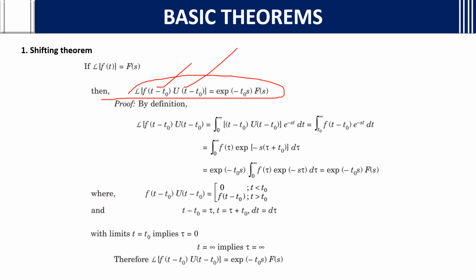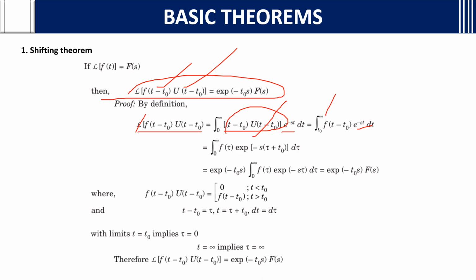Proof: L of f of t minus t naught, u of t minus t naught, that is the Laplace transform, is equal to the integral from 0 to infinity. We know that according to the Laplace transform formula, the function is multiplied by e power minus st. So f of t minus t naught, u of t minus t naught, e power minus st dt. Here we can remove the u of t minus t naught by taking the integral from t naught to infinity, then you will get f of t minus t naught into e power minus st dt.